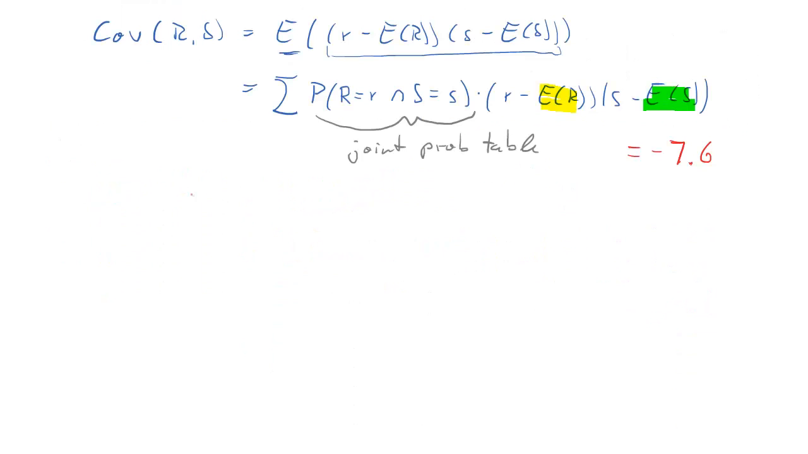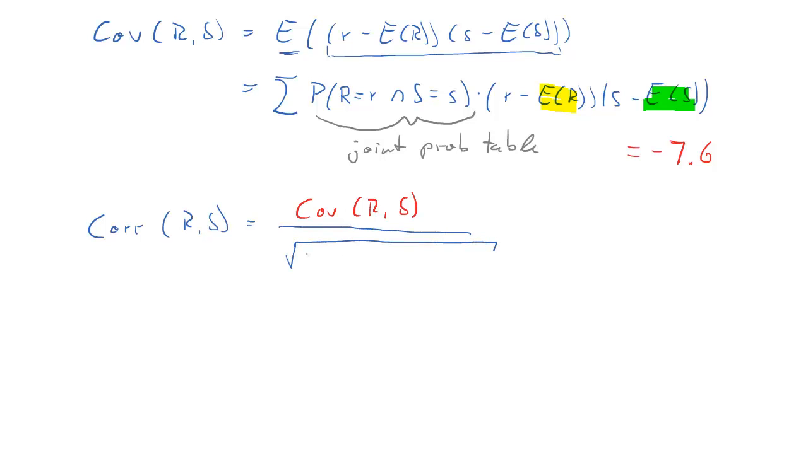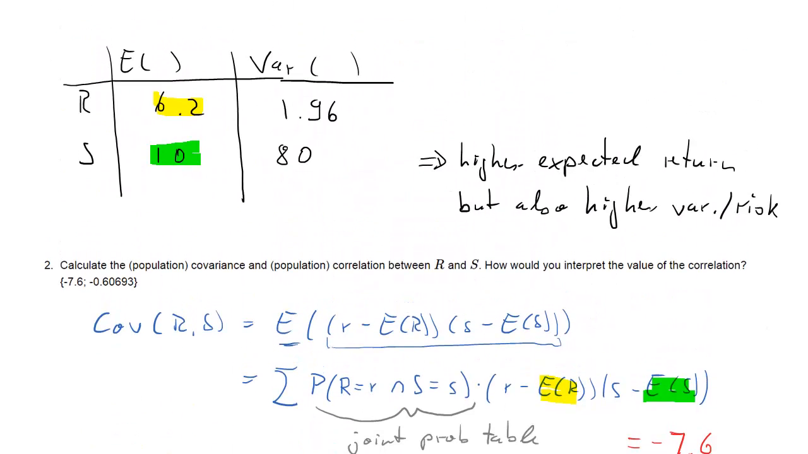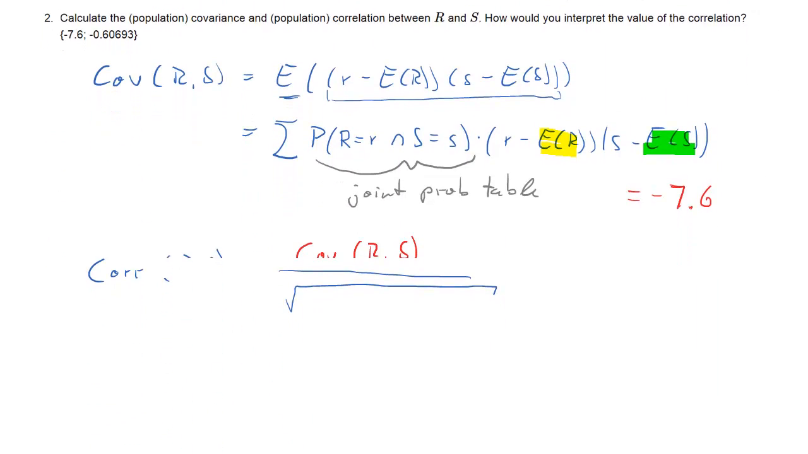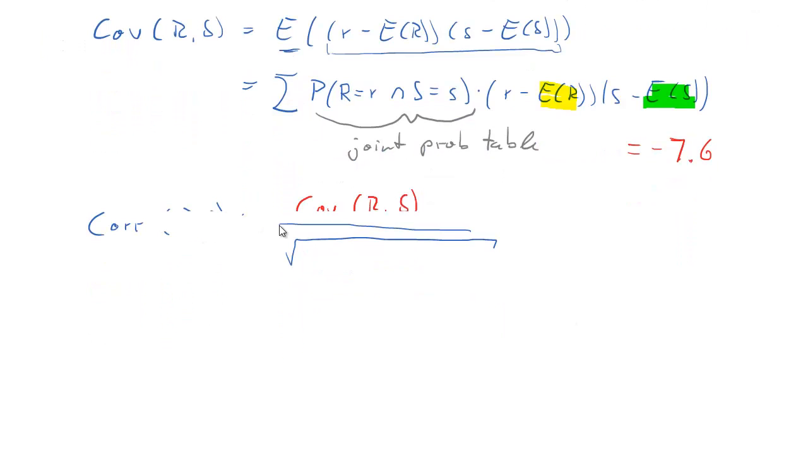So what about the correlation? This was the covariance. We were also asked to calculate the correlation between R and S. You should know the formula. That's the covariance between R and S divided by the square root of the product of the variance of R times the variance of S. And now we just need to plug in the values.